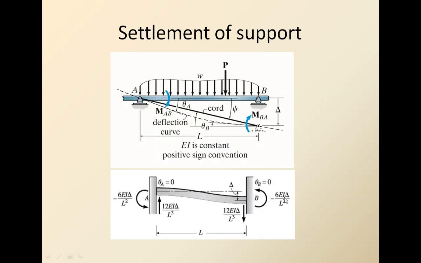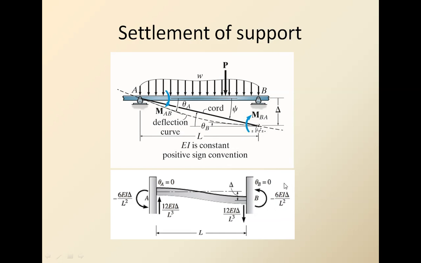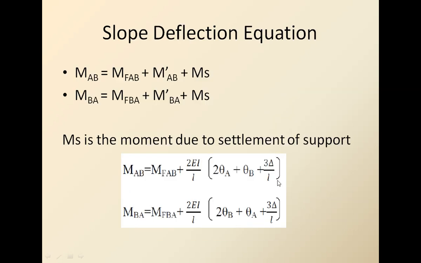Already we have in the slope deflection equation, outside the parenthesis, 2EI by L. So if you take 2EI by L out of 6EI delta by L squared, you will get finally 3 delta by L. So you have to add this coefficient in the slope deflection equation. Now this is the complete slope deflection equation incorporating the slope as well as the displacement.